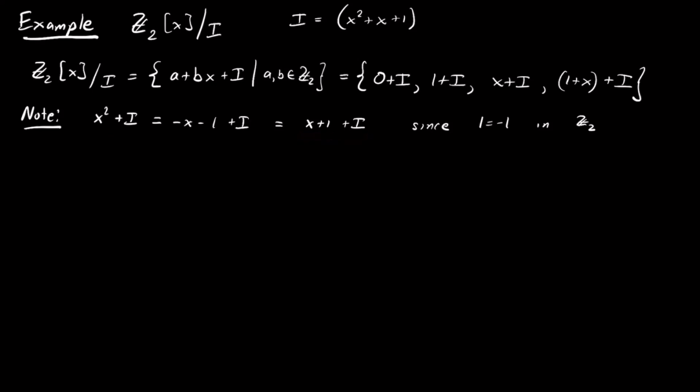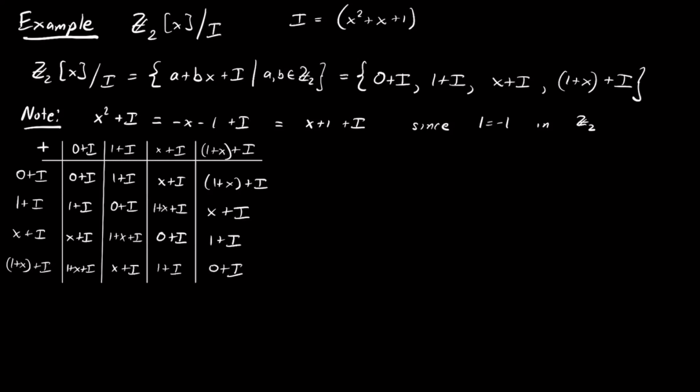Okay, so let's look at some of the consequences of this. What I want to do is write down an addition table and a multiplication table for this ring. So the addition table is actually pretty straightforward, right? The idea being that 0 plus I plus 0 plus I is 0 plus I, 0 plus I plus 1 plus I is 1 plus I, right? We know that 0 plus I is the additive identity. So whatever I add it to, I'm just going to get the same elements back. If I do 1 plus I plus 0 plus I, that's 1 plus I. If I do 1 plus 1, that's going to be 2 plus I, but 2 is equal to 0 in Z mod 2. So 1 plus 1 is equal to 0.